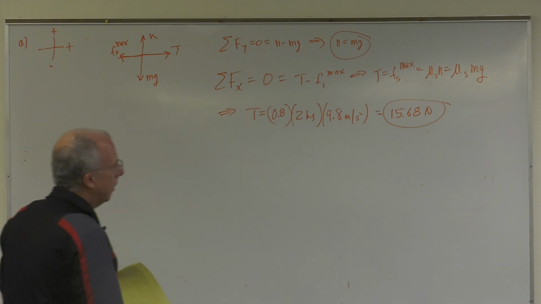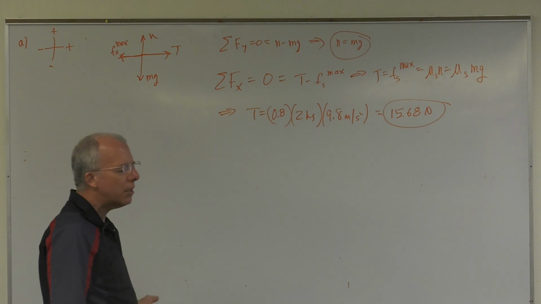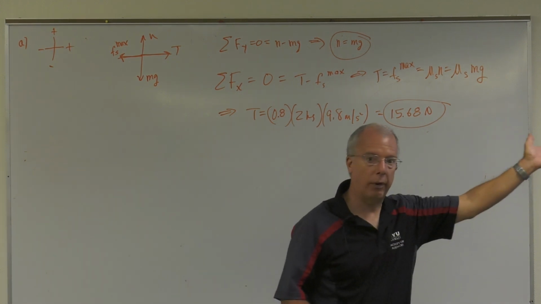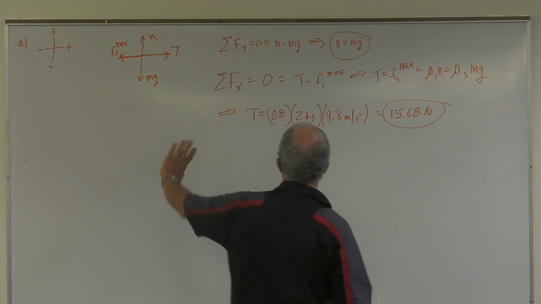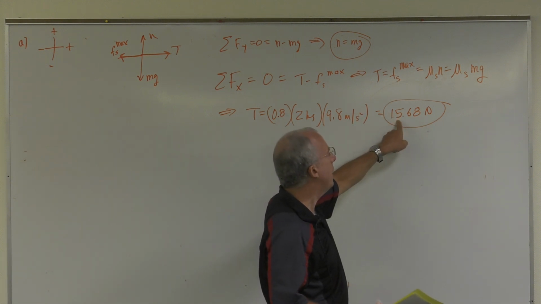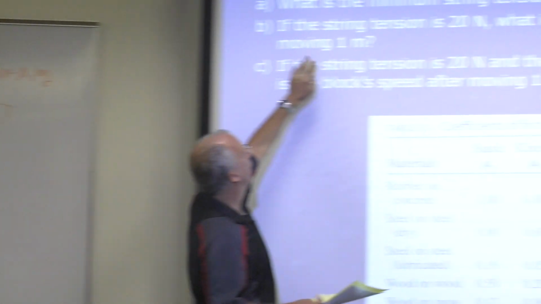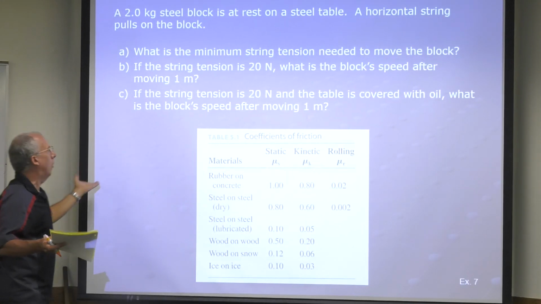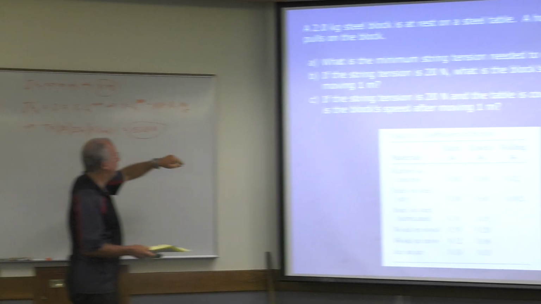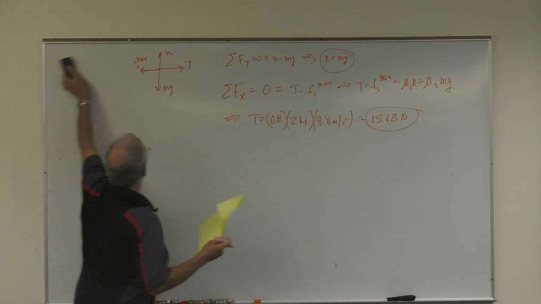Okay, awesome. Now B, if the string tension is 20 newtons. Now, why did they tell us that? Because 20 newtons is greater than 15.68. So that means it's going to accelerate, all right? That's the important thing. So basically, we're done with part A. If this were 21 newtons, then the B and the C would be 0, right? Because it wouldn't move. But the point is that 20 is greater than 15.68, so it's going to move. Okay, so we're done with A.